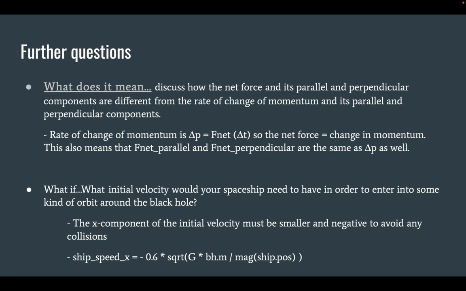For further questions, for the what does it mean, the rate of change in momentum, delta p, is equal to F net delta t. So the net force is equal to the change in momentum over time, which also means that F net parallel and F net perpendicular are the same as delta p as well. And for the what if, the x component of the initial velocity must be smaller and negative to avoid any collisions. So this is an example of a sample code where we do a -0.6, which is less than 1.